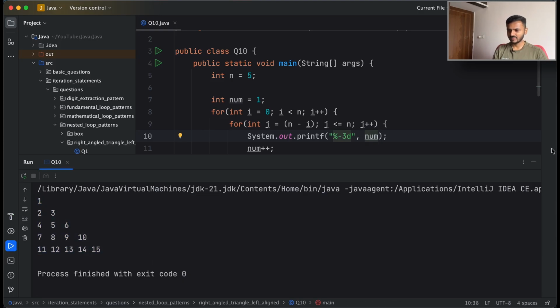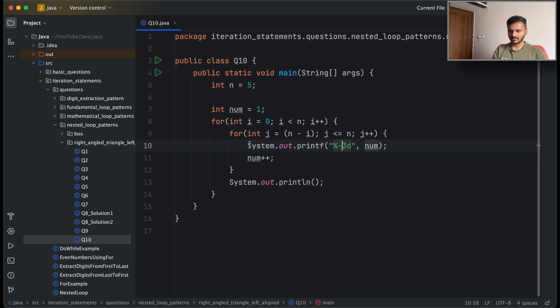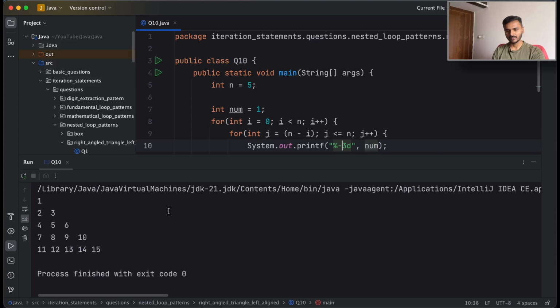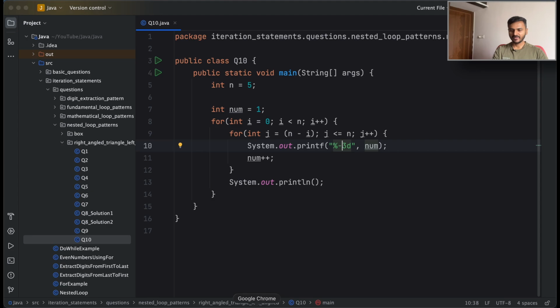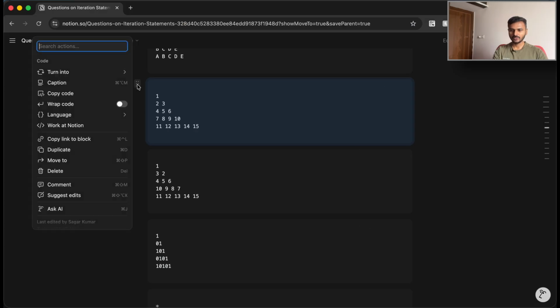So if you're familiar with C, you would understand this concept. My understanding comes from C, where we specify the format and we specify the alignment with the help of the minus sign. So no minus sign means it will be right aligned, and minus sign means it will be left aligned. So with this, again running the code, we see that we are getting the output, and that seems perfectly aligned to me. So with this, we have discussed one of the solutions to this question.